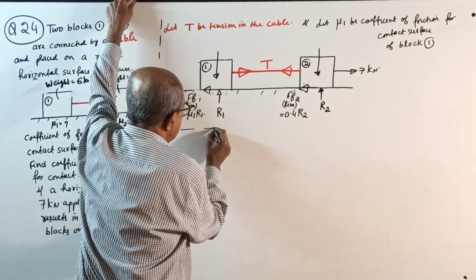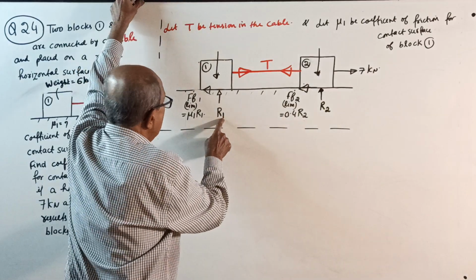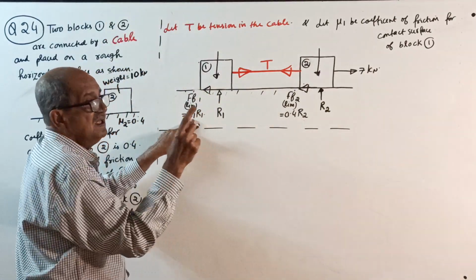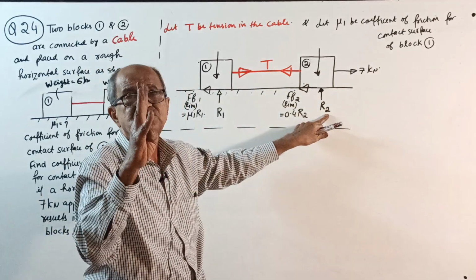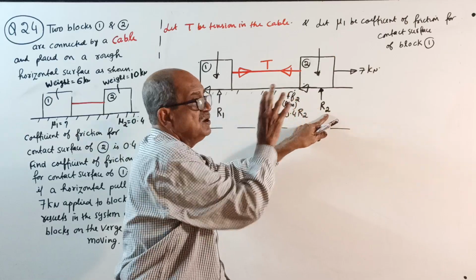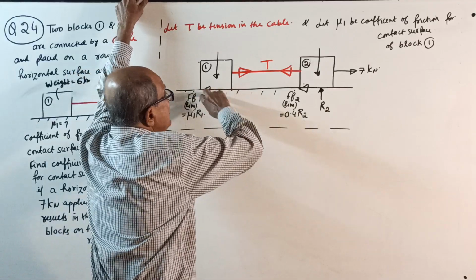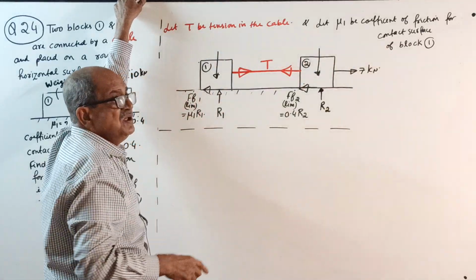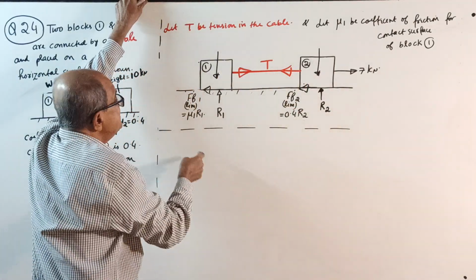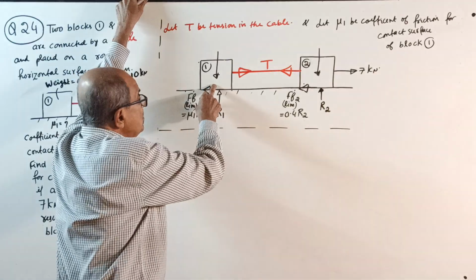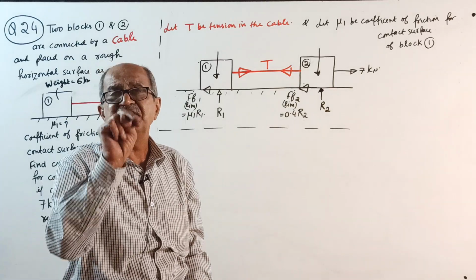Now see. Total unknowns are how much? R1 is the first unknown, mu1 second, T third, R2 fourth. This is not an unknown because it is 0.4 R2. Four unknowns are allowed, because if you consider the entire system equilibrium, you cannot solve. But we are considering part by part. We are considering first the equilibrium of one of the blocks and then the second block. For each block, two conditions.